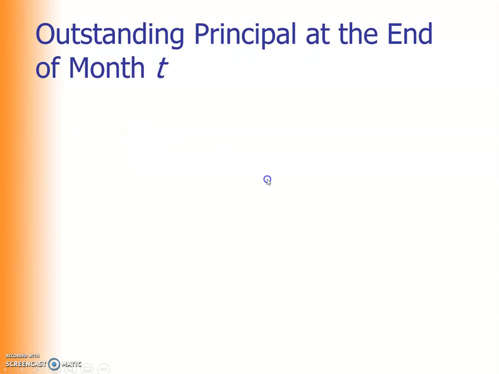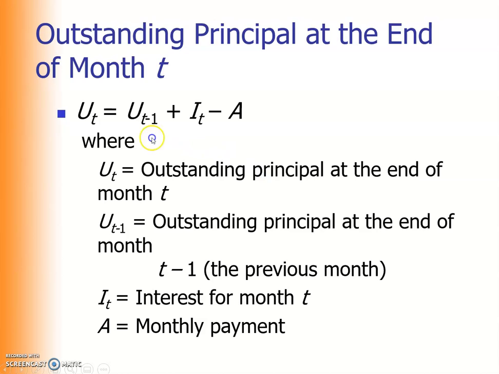That outstanding principal can be found by this formula. The outstanding principal at the end of some time period is equal to the outstanding principal in the previous time period, plus the interest in that period, and minus the monthly payment. So outstanding principal at the end of month t is the outstanding principal at the end of the previous month, plus the interest, and then minus the monthly payment.